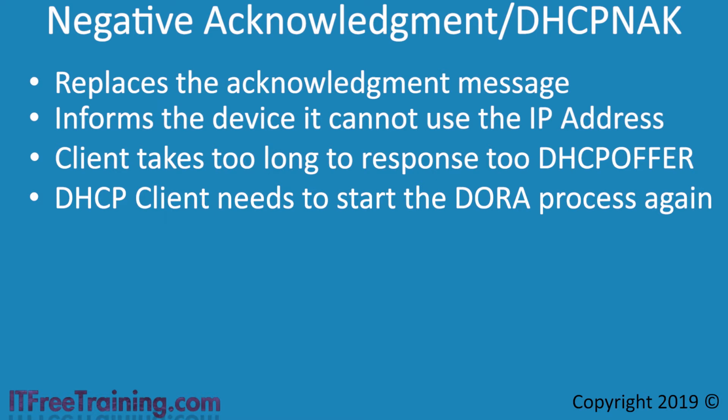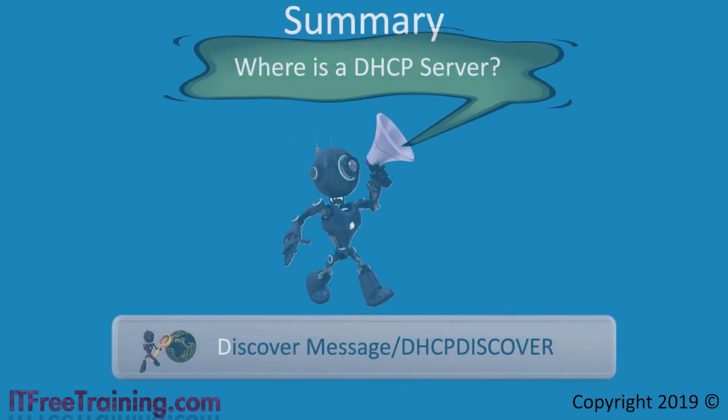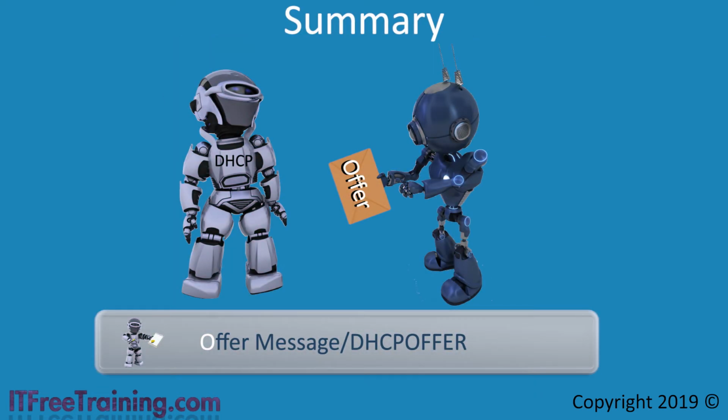There has been a lot covered in this video, so I will perform a summary of the main points. The process of obtaining an IP address using IP4 is called DORA. The DORA process consists of 4 messages: discover, offer, request, and acknowledgment. The name DORA is made by taking the first letter of each message. The DHCP Discover message is the first message in the DORA process. It is when a DHCP client sends a broadcast on the network attempting to locate a DHCP server.